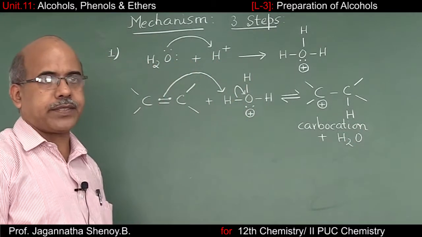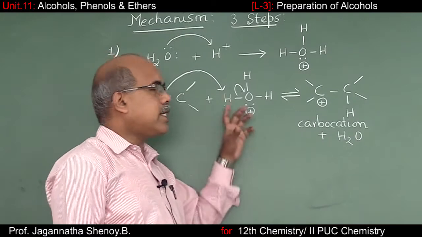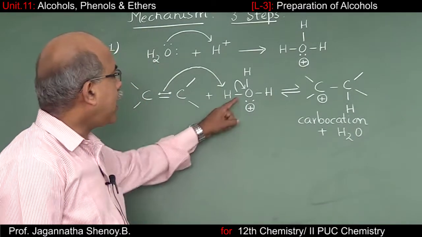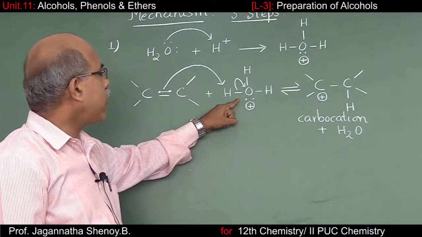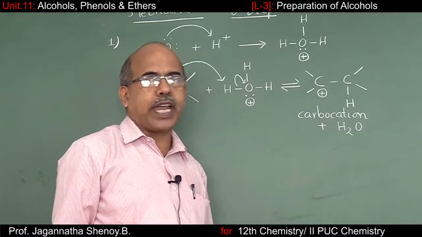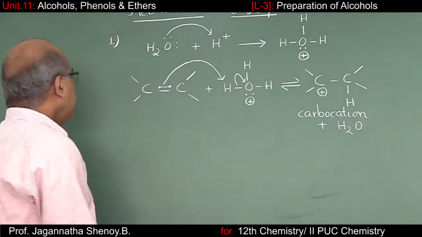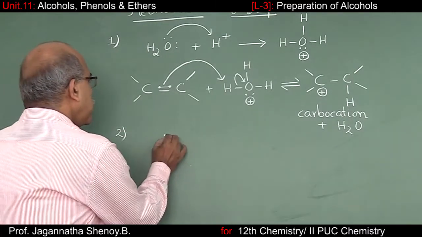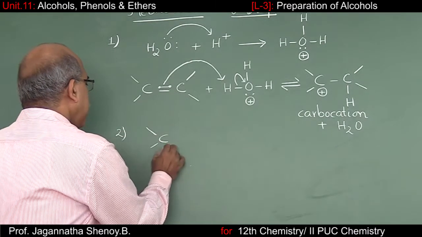Carbocation intermediate. So what is step number 1 then? It is electrophilic attack of hydronium ion on alkene forming carbocation. We'll move over to step number 2. So in step number 2, I'll start from the carbocation.